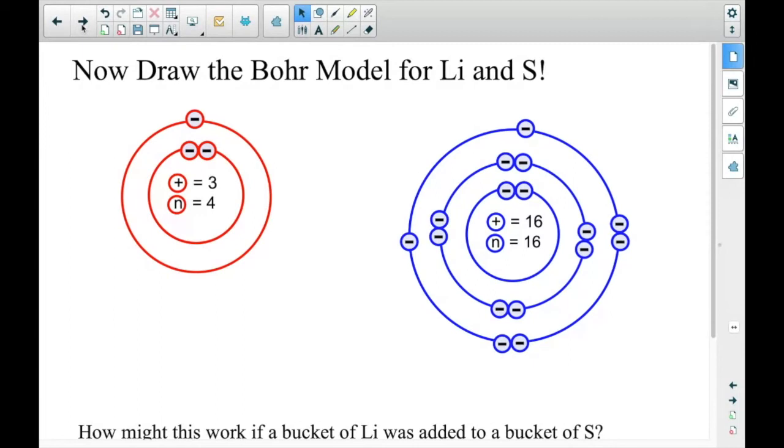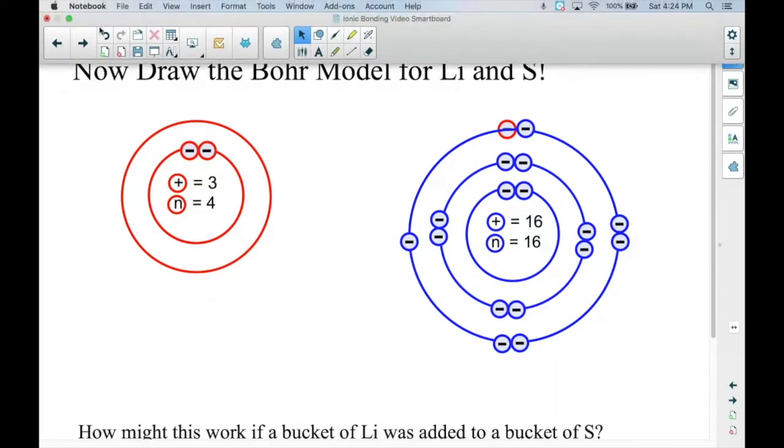Well, if we had a bucket of Li and a bucket of S, this Li right here wants to get rid of an electron, and this S wants to gain an electron, gain 2 electrons. Look, it's got spots for 2. So if I move this here, we have not solved the problem, because sulfur is still unhappy. Yes, lithium is happy, but sulfur is still unhappy.